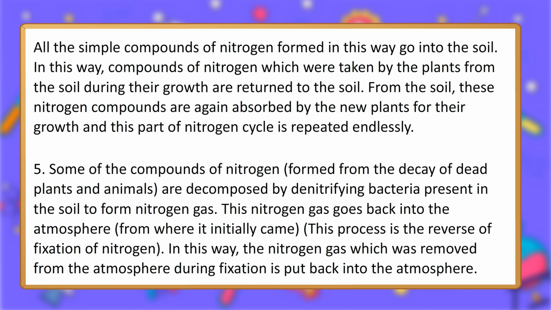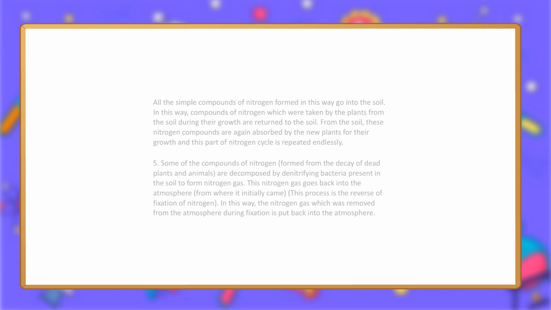5. Some of the compounds of nitrogen, formed from the decay of dead plants and animals, are decomposed by denitrifying bacteria present in the soil to form nitrogen gas. This nitrogen gas goes back into the atmosphere, from where it initially came. This process is the reverse of fixation of nitrogen. In this way, the nitrogen gas which was removed from the atmosphere during fixation is put back into the atmosphere.